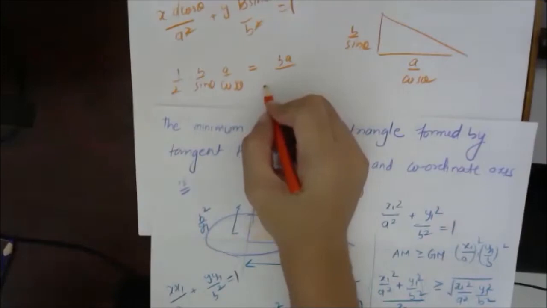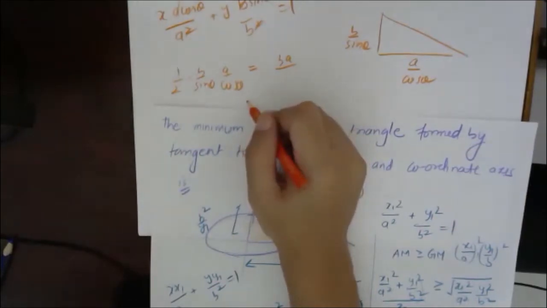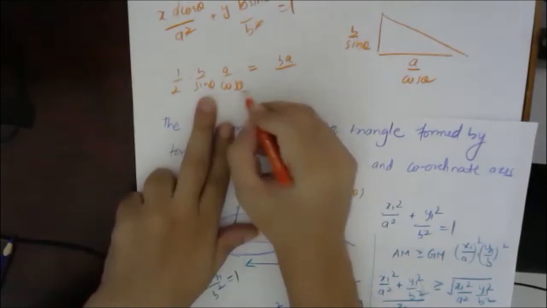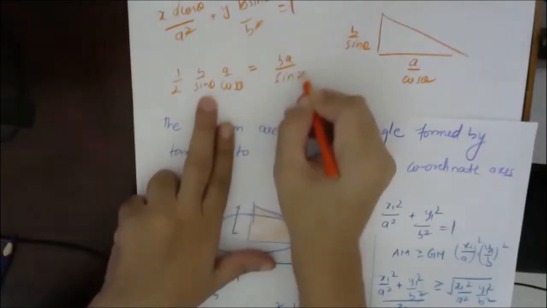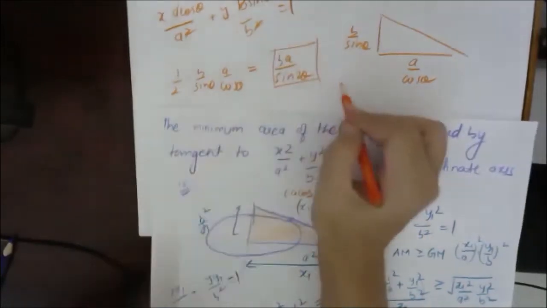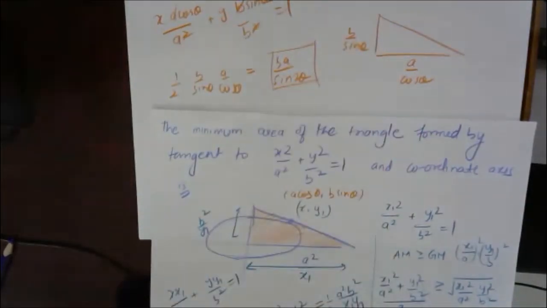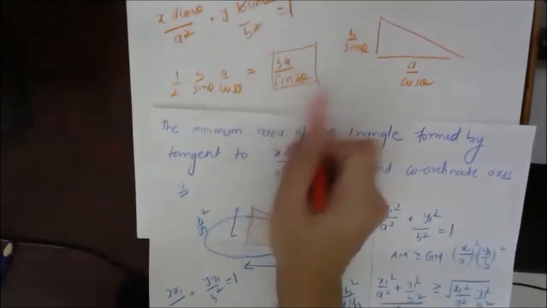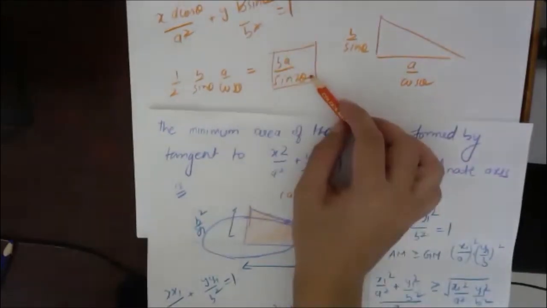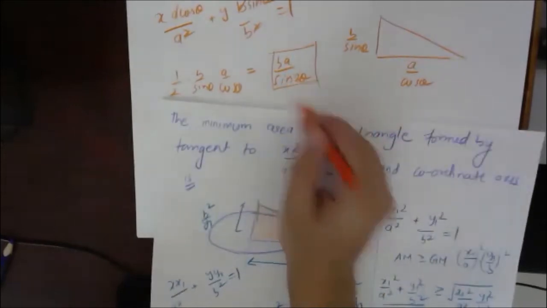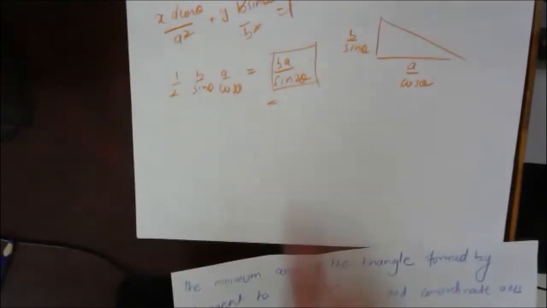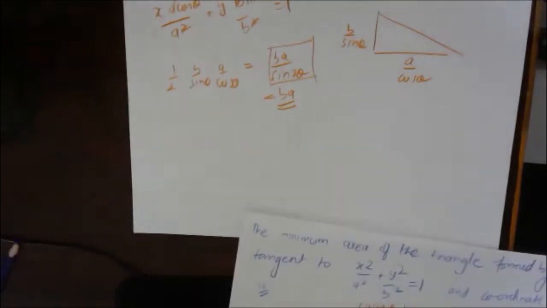2 sin theta cos theta, if I write it as a single trigonometric ratio, will become simply sine of 2 theta. Now, what is the minimum value of this? The minimum value will be when the denominator is maximum. When the denominator is maximum, this whole thing will be minimum. And what is the maximum magnitude of the denominator? When sine 2 theta is equal to 1. So when sine 2 theta is equal to 1, you will get the area as ab, which is the minimum area of the triangle formed using any tangent to the curve and the xy axes.